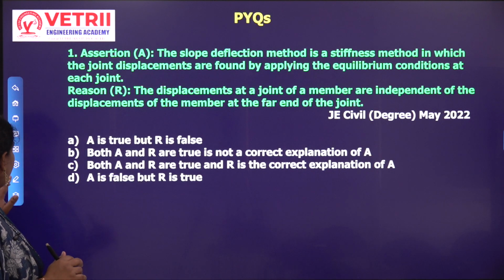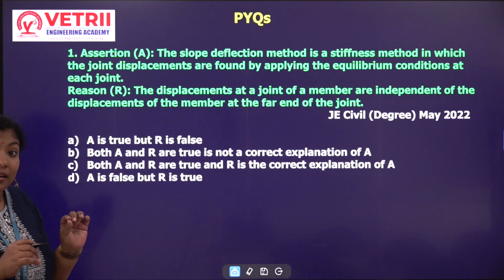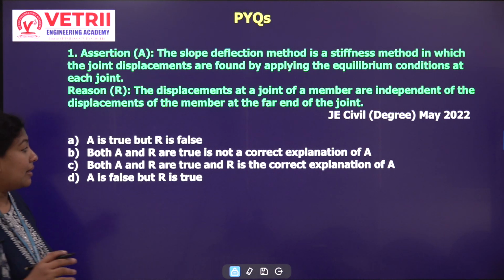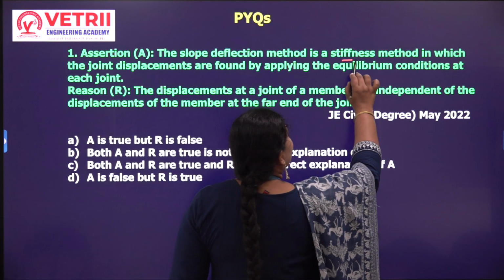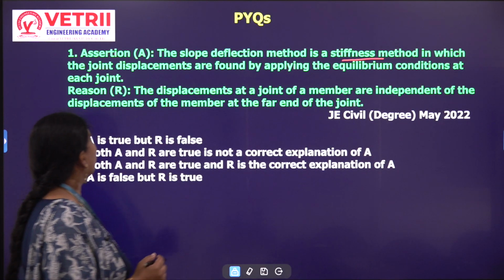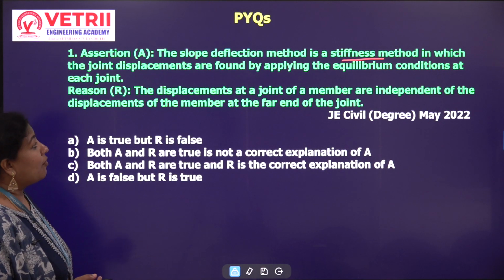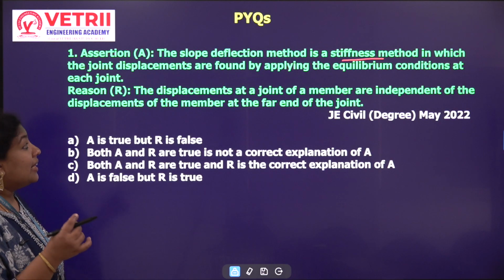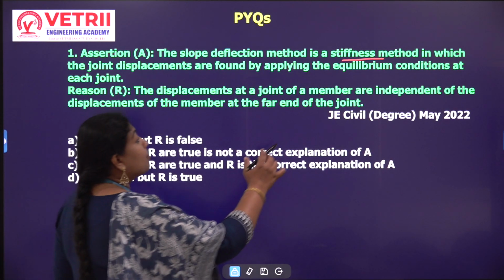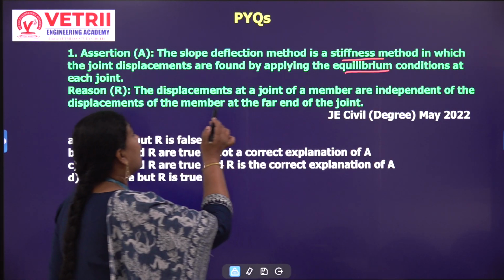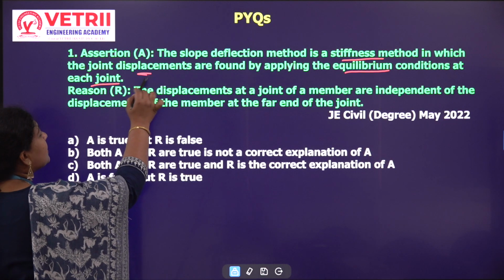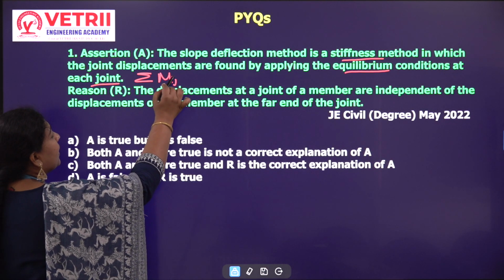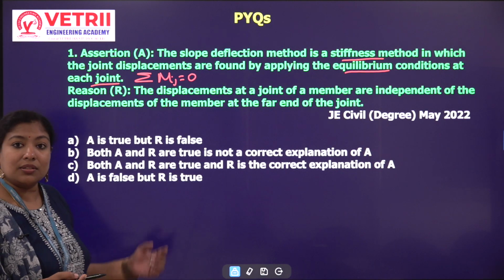So stiffness, we have seen, slope deflection method is coming under displacement method, not the force method. So it is a stiffness method, in which the joint displacements are found by applying the equilibrium conditions at each joint. So the equilibrium condition at each joint we take, that means sigma moment at a joint equal to 0. So that's what they are telling.